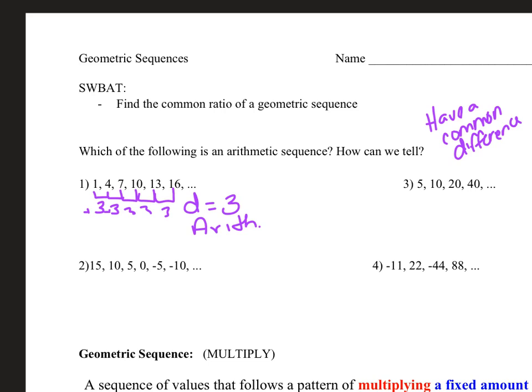If you look at number 2, same basic idea. 10 minus 15, that's negative 5. 5 minus 10 is negative 5. So each one of these, from here to here, I'm going down by 5. So the common difference is negative 5, so it is arithmetic.